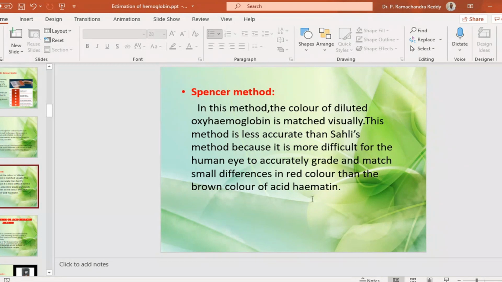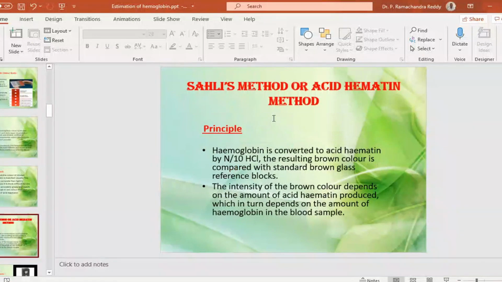Whereas a brown color is the one where we can clearly identify and demarcate the amount of hematin, like acid hematin, which is present in the sample in the case of Sahli's method. Whereas in Spencer's method, the oxyhemoglobin looks red in color, and red is not clearly distinguished by the human eye. So that's why we may not get an accurate value with Spencer's method, but we can go for Sahli's method. See what will happen in Sahli's method then.